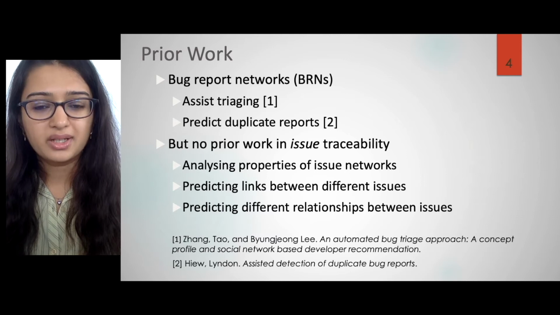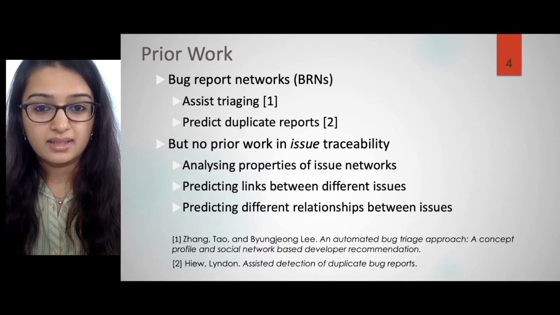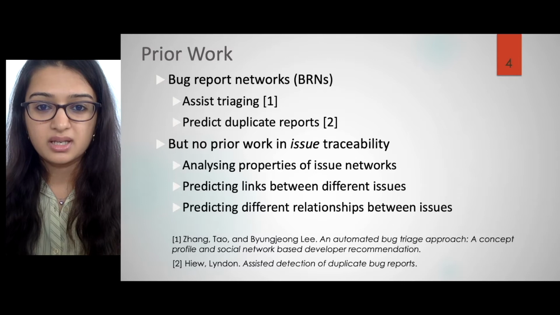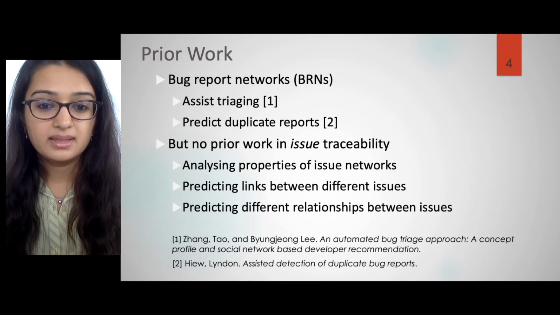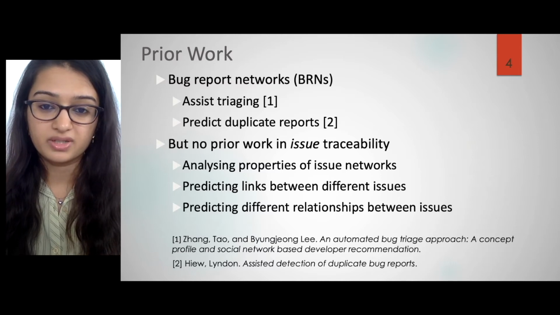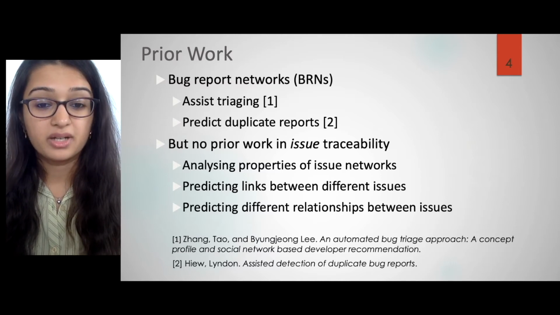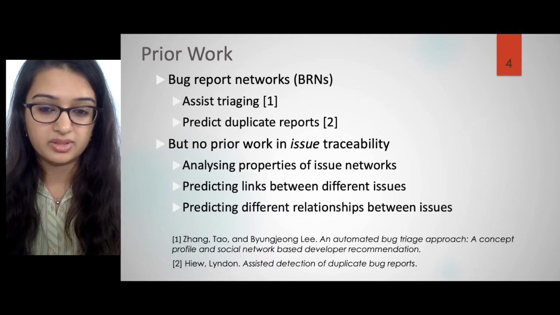There has been no prior work on issue traceability as a network, and no studies to determine whether these issue traceability networks show salient properties or can be useful in performing issue traceability tasks, such as predicting links between the issues or relationships between the issues. And these pieces of information are very useful to inform other software development and maintenance tasks, such as the prioritization of issues or the assignment of tasks to developers.